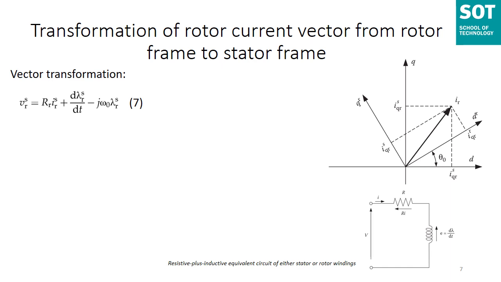Now, for simplicity, we introduce a differentiation operator small p, equivalent to d by dt. So this voltage equation, equation number 7, gets transformed into equation number 8. Please do note that lambda_SS in equation number 8 and lambda_RS in equation number 7 are different.